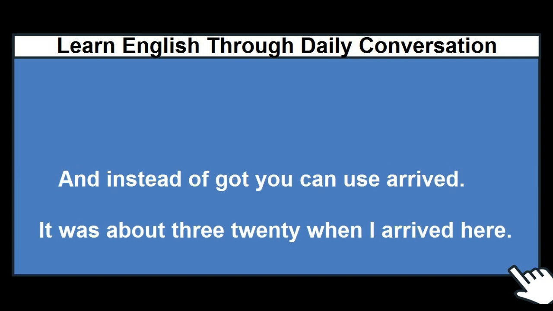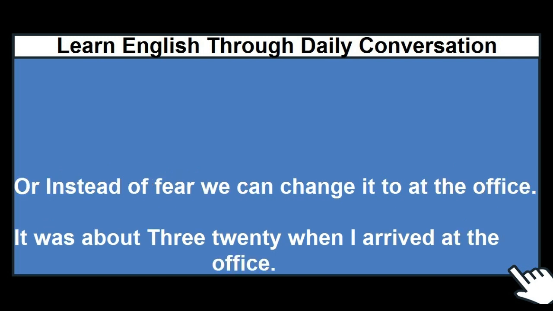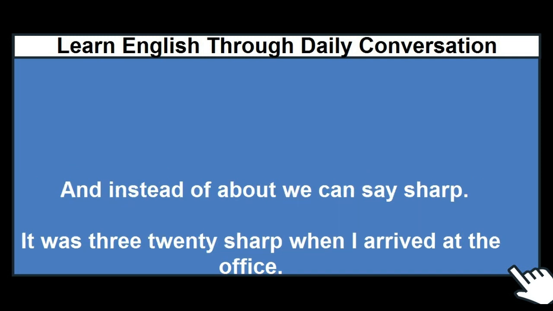And instead of got, we can use arrived. It was about 3:20 when I arrived here. Or instead of here, we can change it to at the office. It was about 3:20 when I arrived at the office. And instead of about, we can say sharp. It was 3:20 sharp when I arrived at the office.